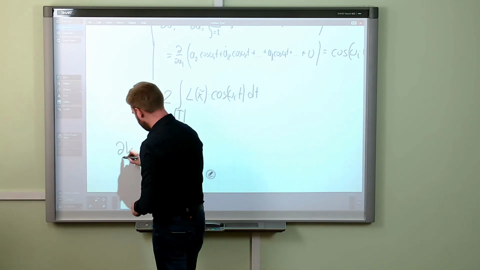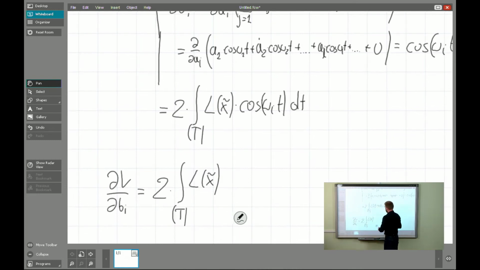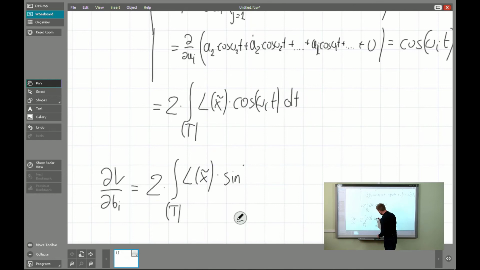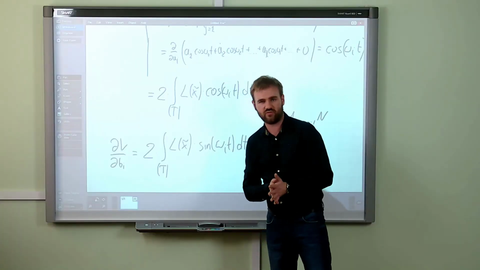Exactly the same situation will be for the differentiation with respect to Bi. And as a result, we get such a condition: 2 times the integral over the period of L of the x part times sine this time, because Bi is connected with the sine component, over dt. Two simple conditions for that element. Of course, the entire process is for i from 1 to the predicted number of components which are taken into account for our simplified form of the solution.